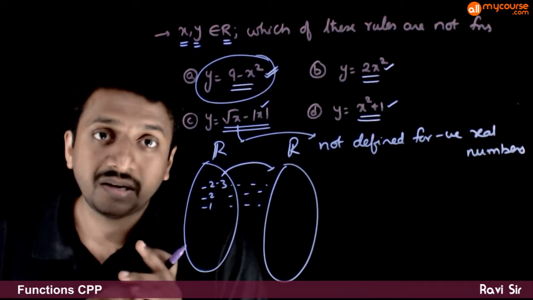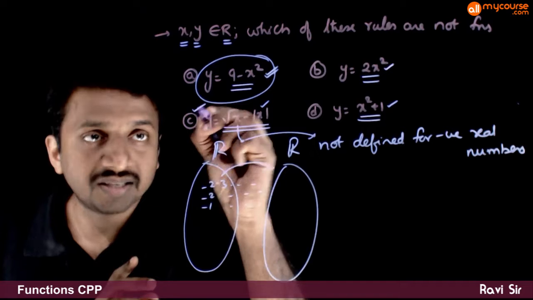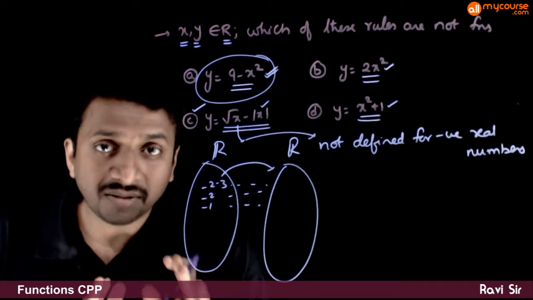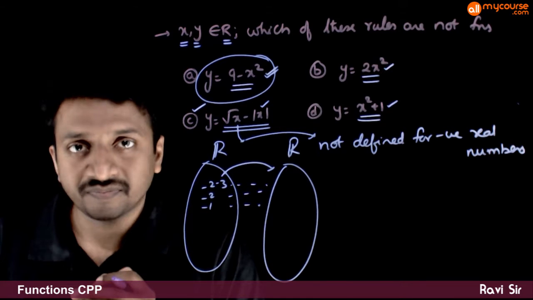It cannot be said that it is a function. So option C is the right answer. Root x minus mod x is not a function from real numbers to real numbers.